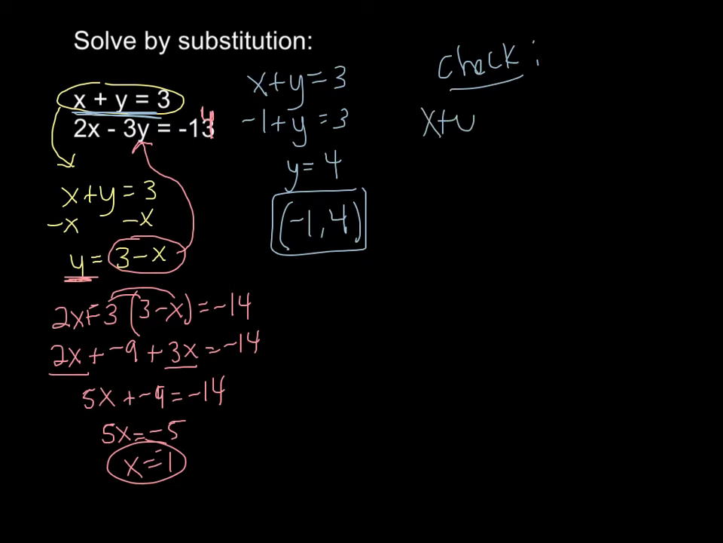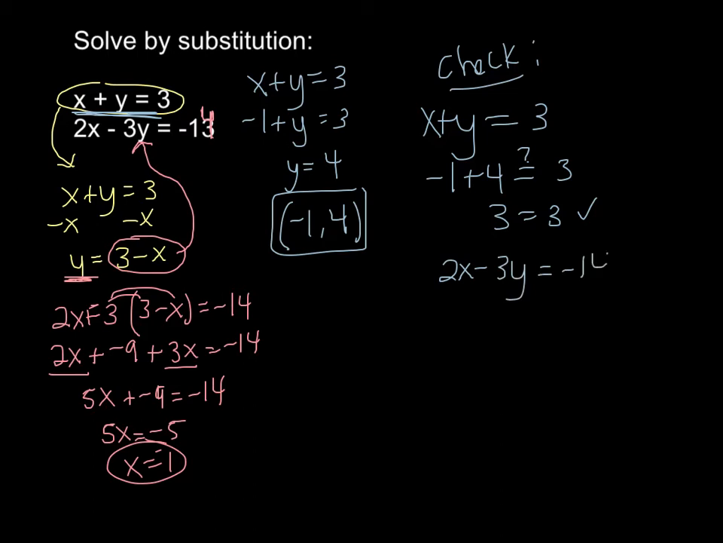So x plus y, is that equal to 3? Well, I have -1 add 4. So I get 3 equals 3. Yes. And then I have 2x minus 3y equals -14.